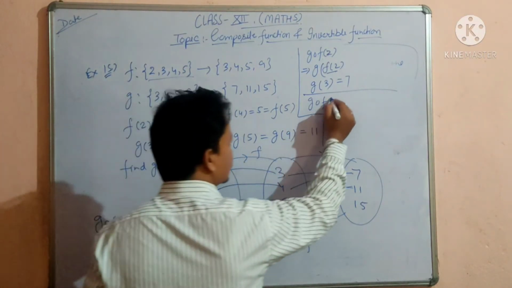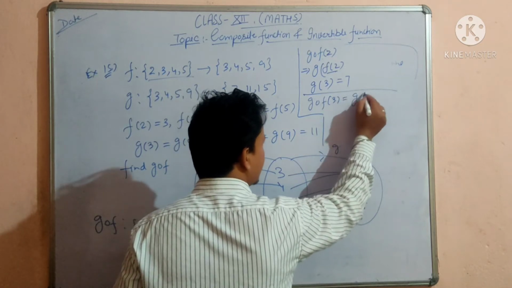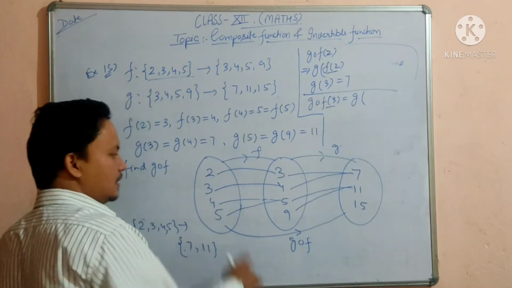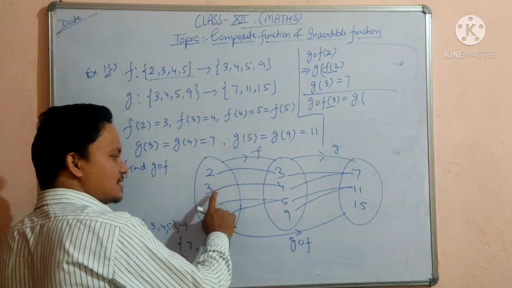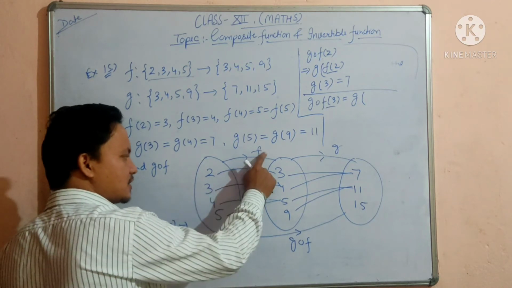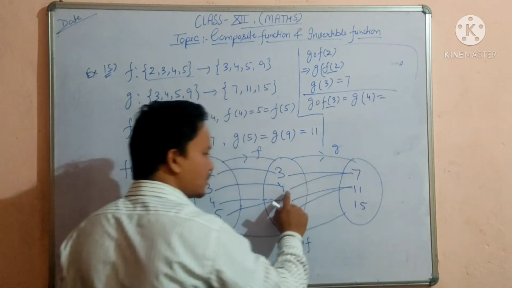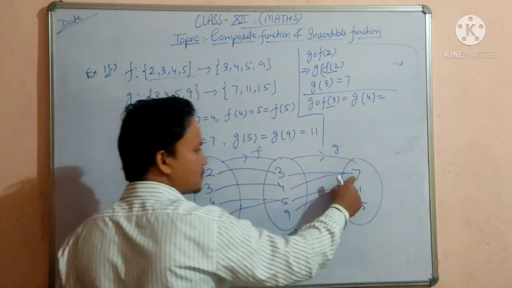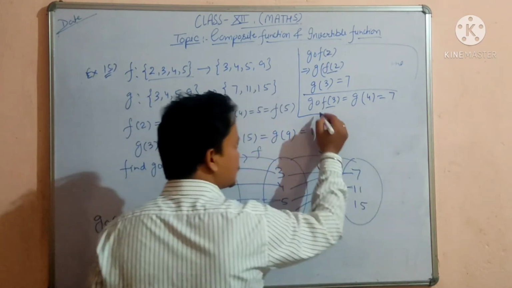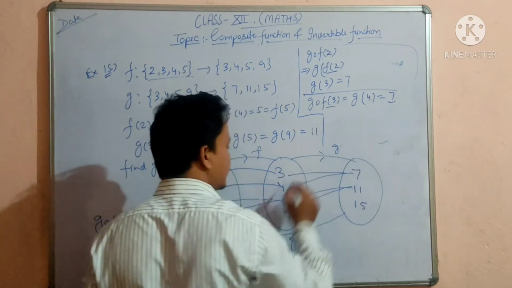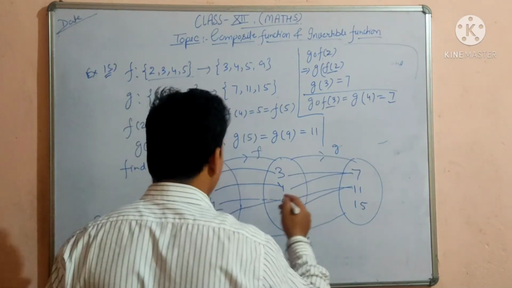3. Now see, what is the value of f of 3? F of 3 means the image of point 3 under the function f. So f of 3 is 4. What is g of 4? G of 4 is also 7. So GOF of 3 is 7. In a similar manner, we can find all the values.